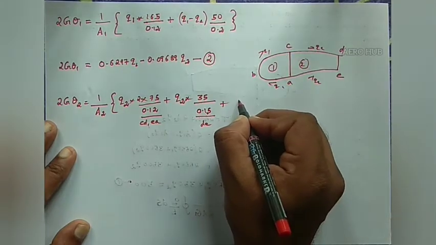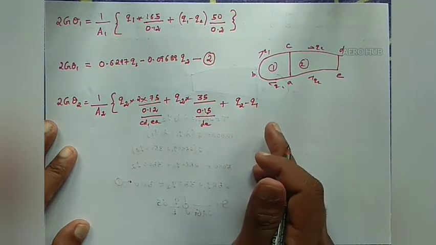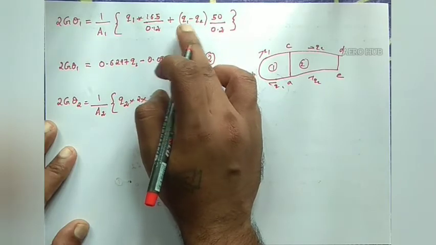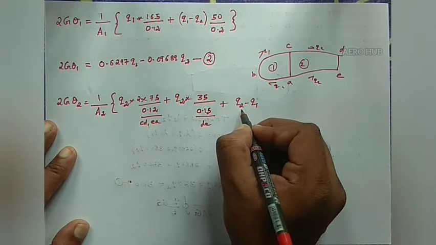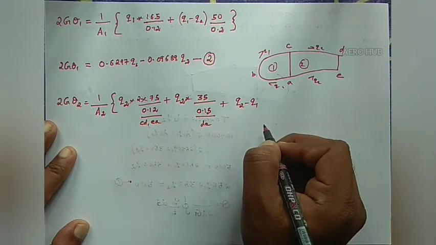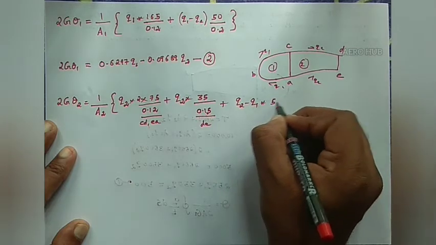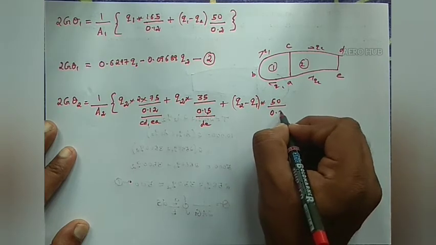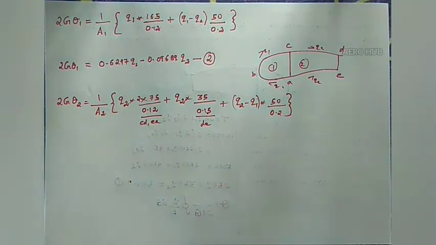For AC, it will be Q2 minus Q1 because we are considering cell number 2. While we are considering AC for cell number 1, I have to include Q1 minus Q2. While we are considering cell number 2, I have to do Q2 minus Q1. Okay, Q2 minus Q1 into the length of AC, which is 50, and the thickness is 0.2 centimeter. Okay, and the area is given as 3500 centimeter square.